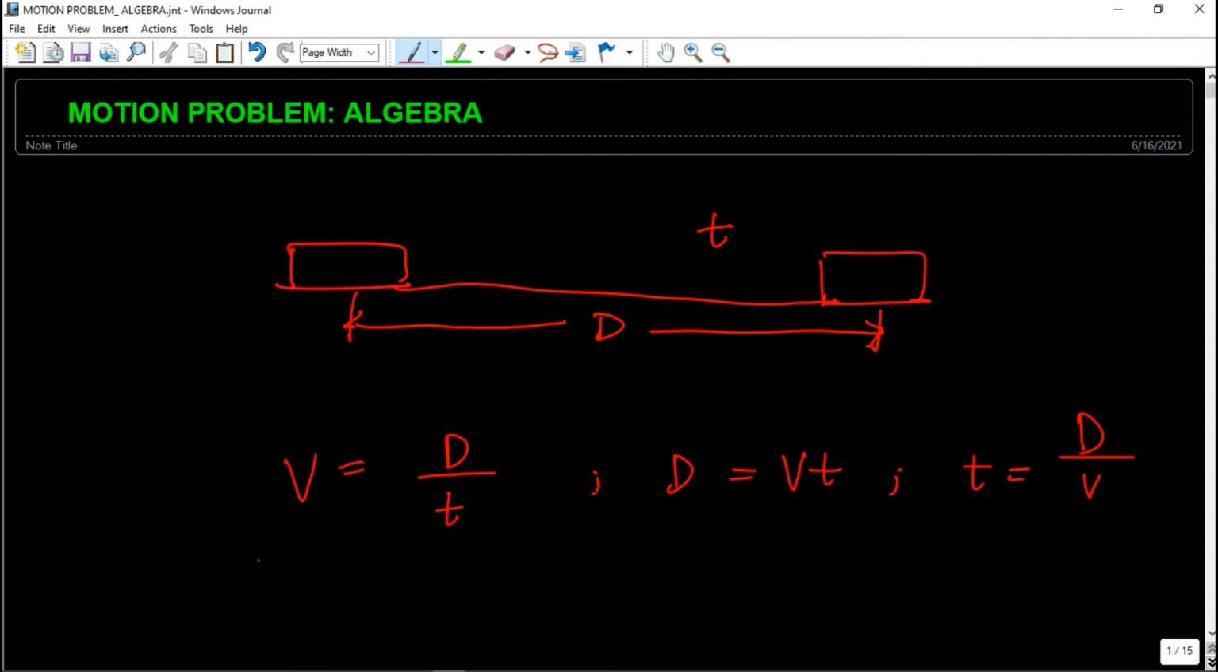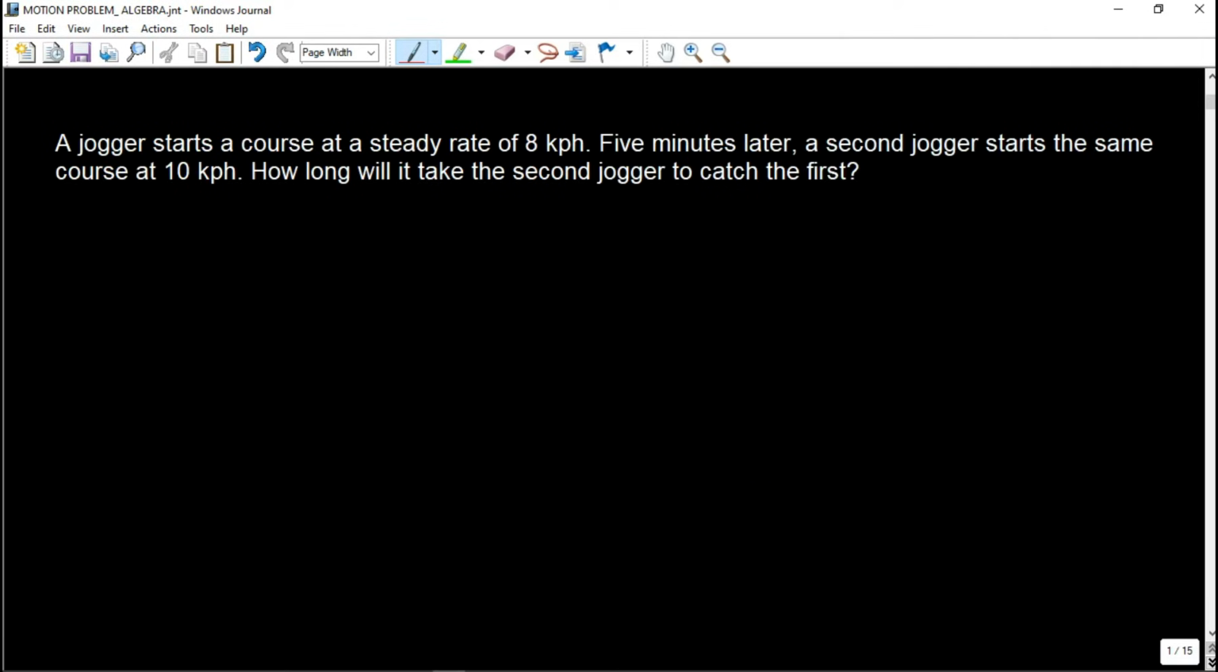Let's proceed to the first sample problem. First problem: a jogger starts a course at a steady rate of 8 kilometers per hour. 5 minutes later, a second jogger starts the same course at 10 kilometers per hour. How long will it take the second jogger to catch the first?